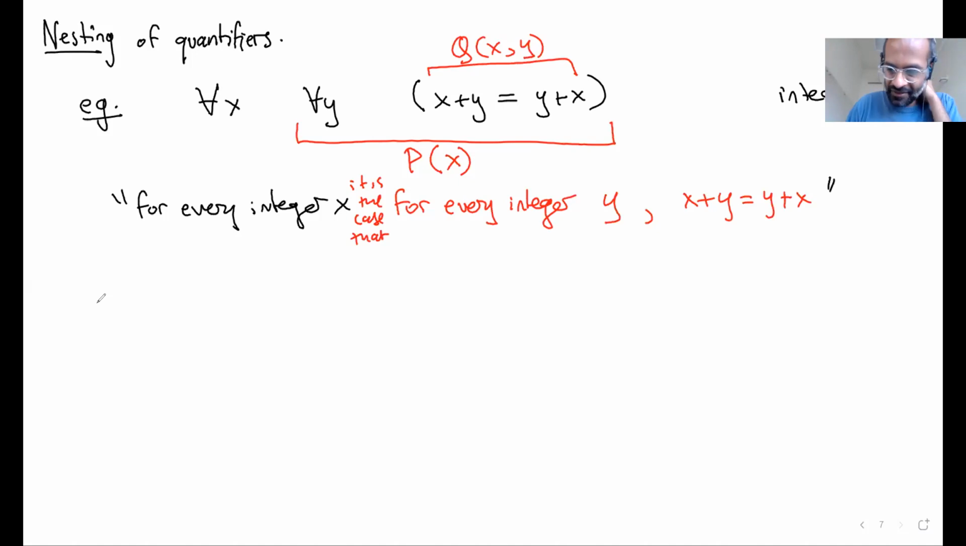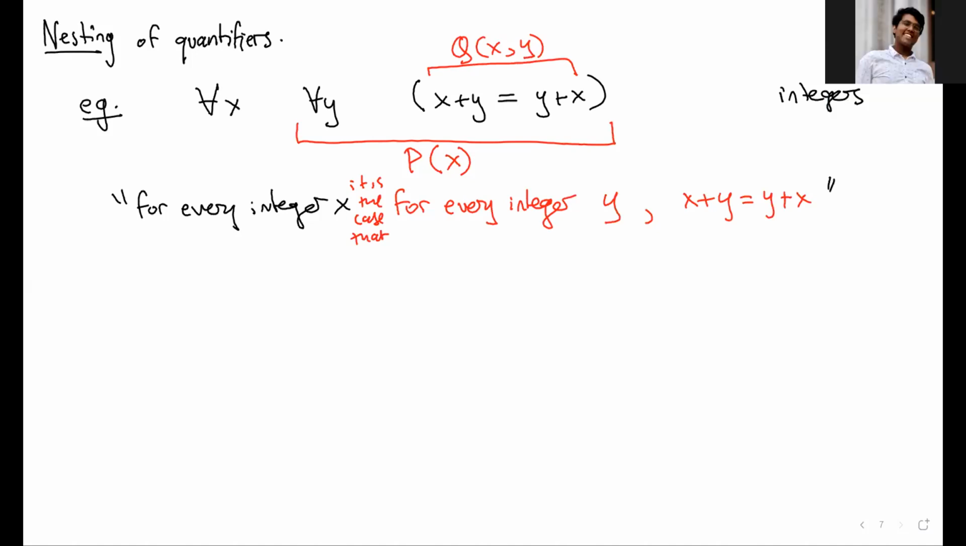And yes? Would you not need to specify the domain for both the variables in the quantifier, like in the nested? Absolutely. So by integers, I just mean integers for both. So you would have to specify for both. Thank you.